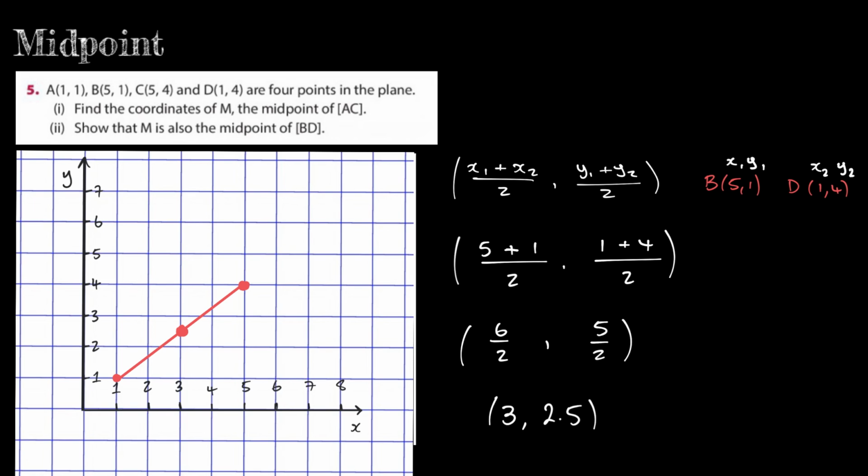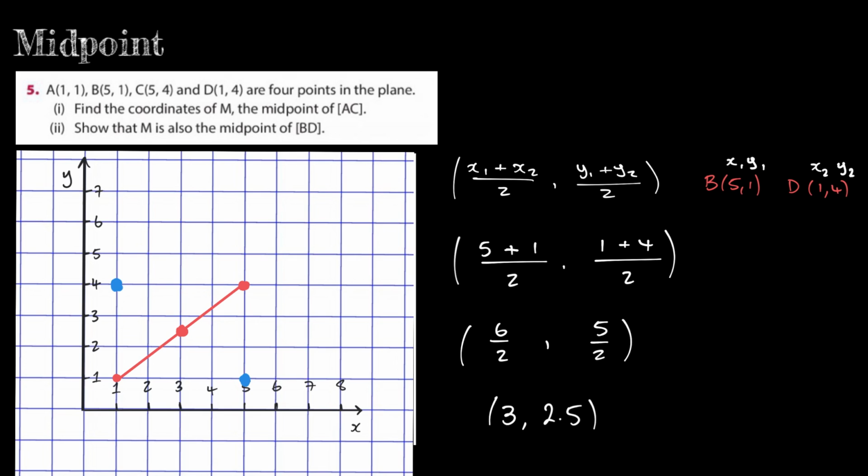Am I right with that? 5, 1, 1, 4. No, I'm wrong. Sorry, that's drawn wrong. 5, 1. So I put my wrong x value. So my x value is 5. My y value is 1. So 5, 1 is obviously here. So I'll fill that in. 5, 1. And 1, 4. 1 and 4 is obviously there. So I did that backwards last time.